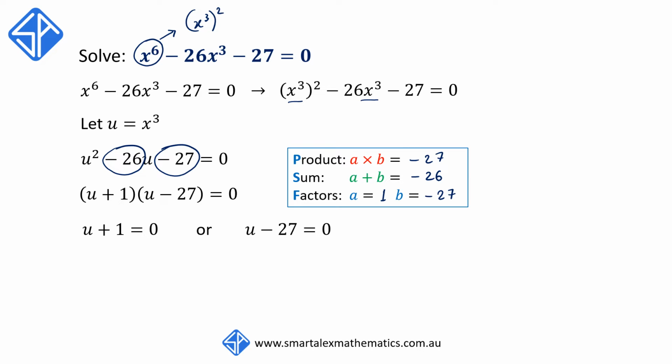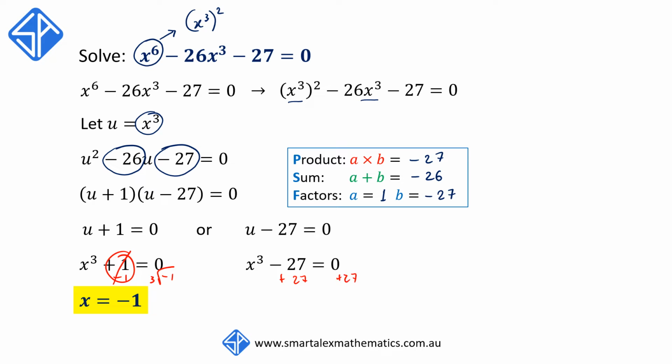If u plus 1 is equal to 0, we're going to replace the u with our definition, x cubed, so that we get x cubed plus 1 is equal to 0. Then to solve for x, we simply subtract 1 from both sides and then take the cube root. This is going to give us the solution x is equal to negative 1. If u minus 27 is equal to 0, again, we replace the u with x cubed, so we get x cubed minus 27 is equal to 0. We add 27 to both sides, and then to solve for x, we take the cube root of both sides so that we get x is equal to 3.